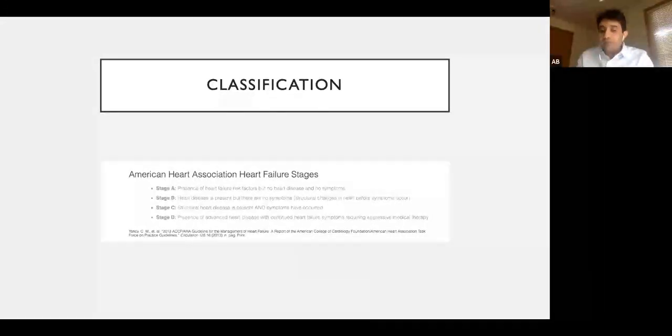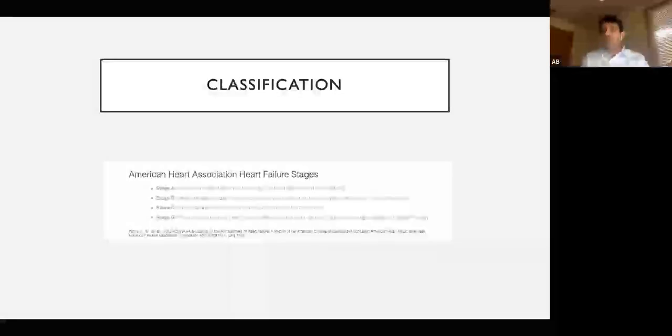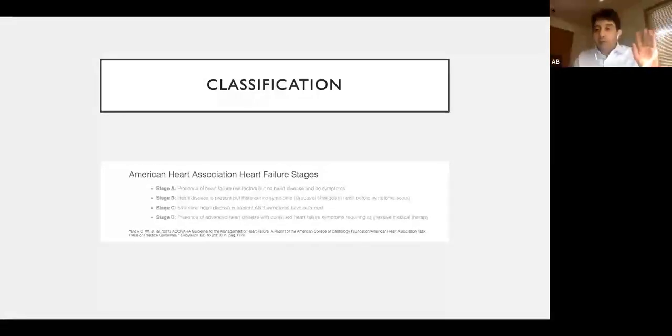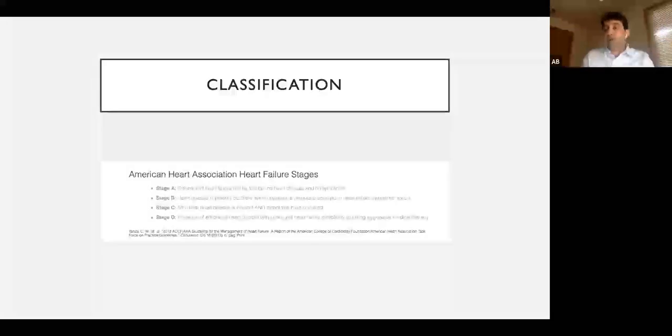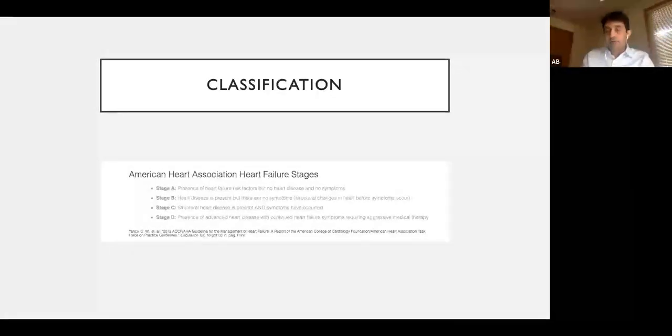So those are the stages, and I will come to the class. It's important to know the stage. There's a huge difference between type of heart failure, stage of heart failure, and functional class of heart failure. So stage A, there's only risk factors for heart failure. There's no heart failure, but risk factors, including hypertension.